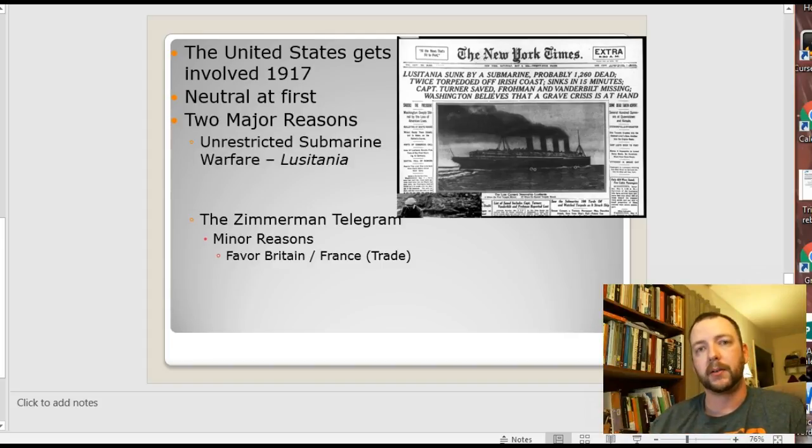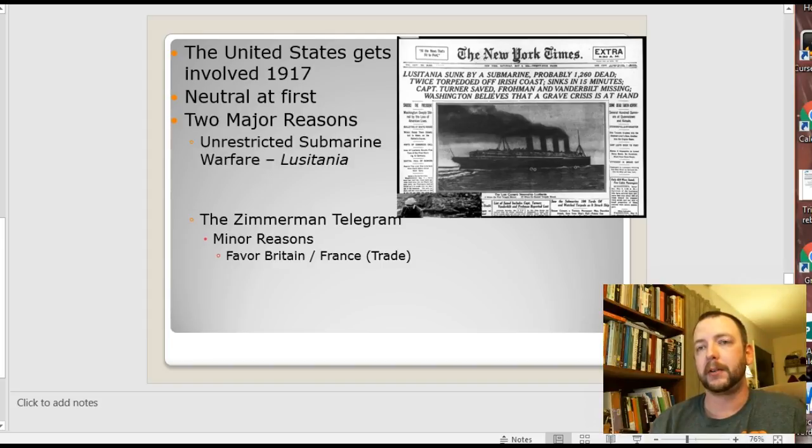Decades later, we found out that the Lusitania was actually carrying ammunition and shells for the British from place to place, and that's what the Germans were saying, that they were carrying ammunition. The British denied it for close to a century, but later on we found out that they actually were carrying ammunition on their ship.